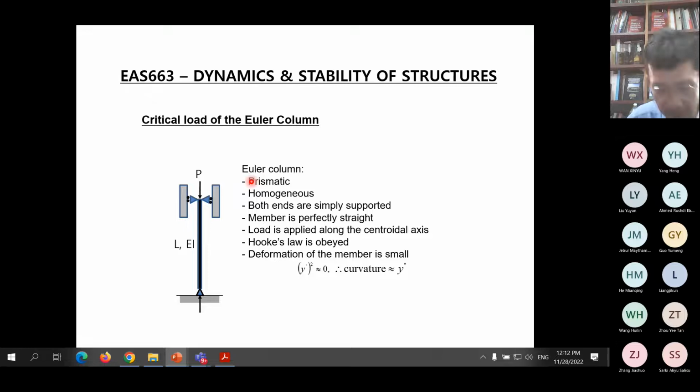Euler column is named after the person who contributed quite a lot to the stability of column theory. So Euler is the name of a person. Sometimes we call it Euler, you can pronounce it either way, but I will use Euler column. Shown in this diagram here is a straight column, with one end pinned, and the other also pinned but able to move in the axial direction, subjected to a load P. The height of the column is L, and the bending rigidity is EI. So it's made of material with modulus of elasticity E and with section properties represented by moment of inertia I.